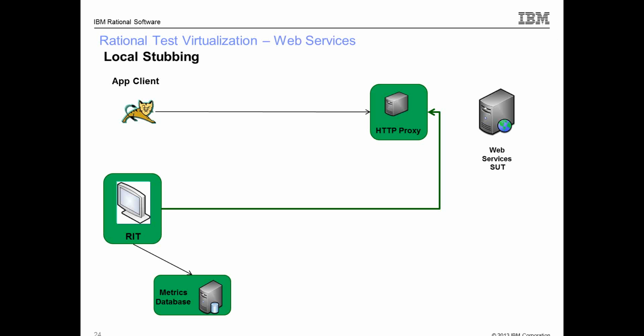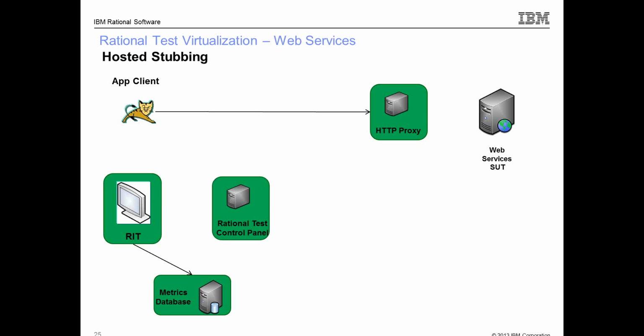So we can stub locally using RIT itself, which means that RIT would now provide the capability that your backend system earlier provided. So now when you send a request from your web browser, the HTTP proxy is sitting in between your browser and the backend system. It looks at the message. It says, okay, now I have RIT that can service these requests instead of going to an actual backend system. It routes those messages to RIT. RIT knows what is the response that is expected, sends that response back through the proxy back to the application client, and this becomes the local stubbing scenario.